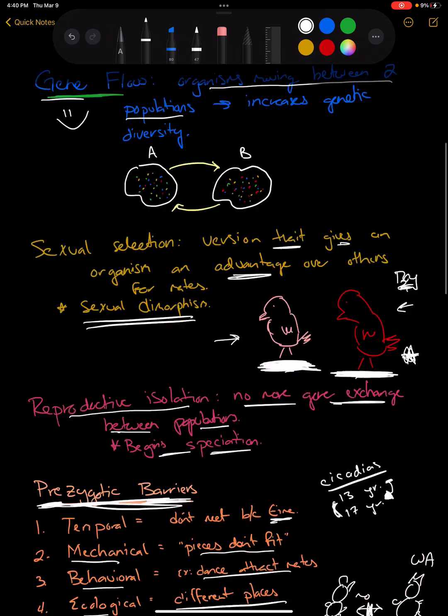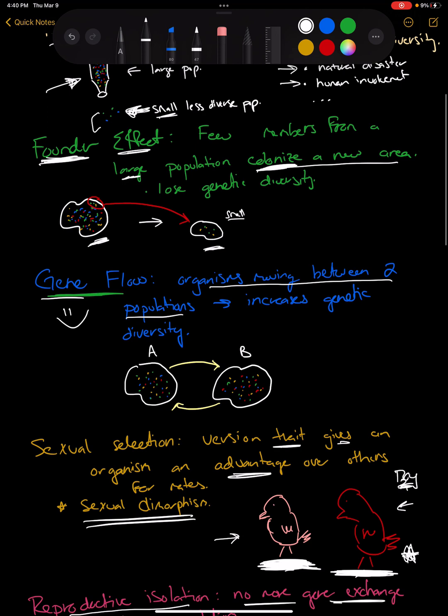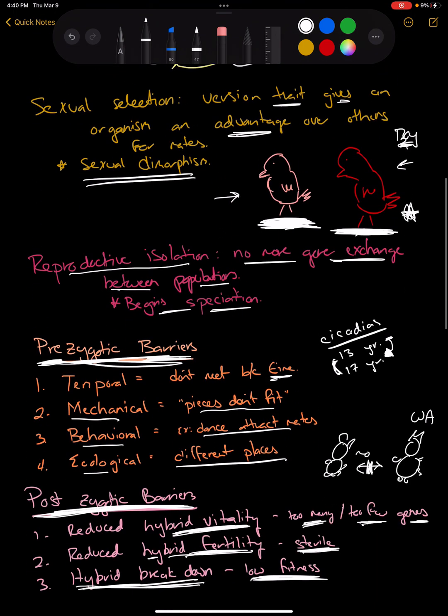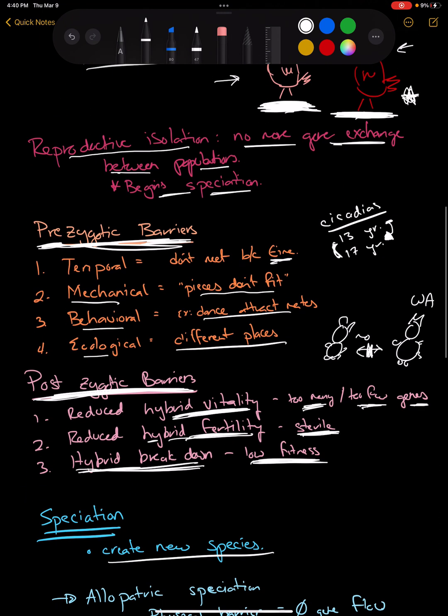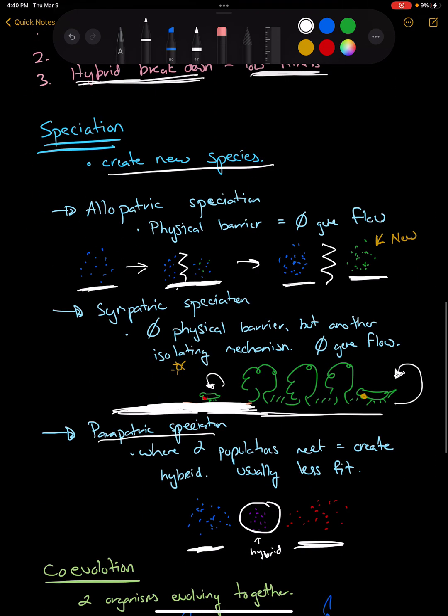Okay, so these are all mechanisms that also play a role in natural selection. Drift is bad because I lose gene flow. Gene flow is good because it opens up genetic diversity. I have sexual selection. There's a number of things that keep organisms from having sex or having viable offspring. And then I also have speciation events. Okay, hope that helps.